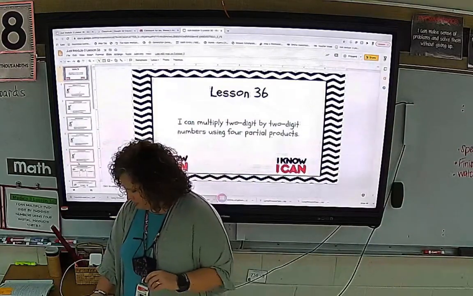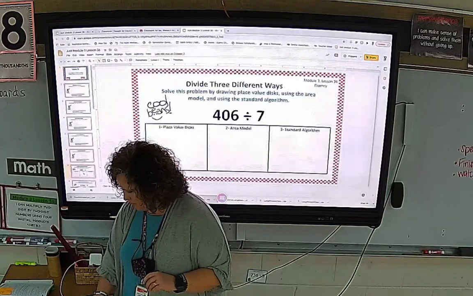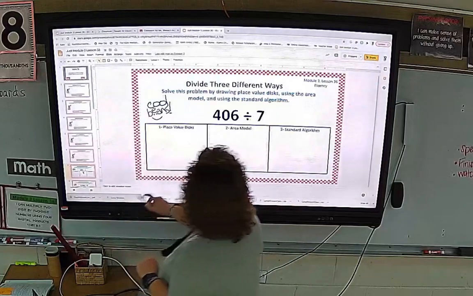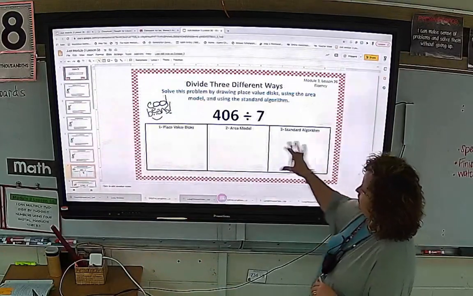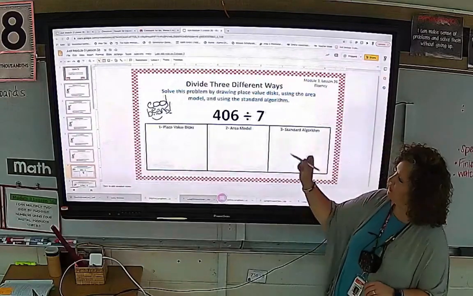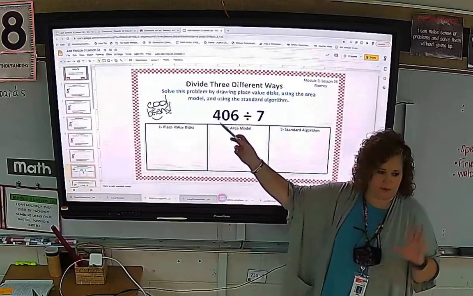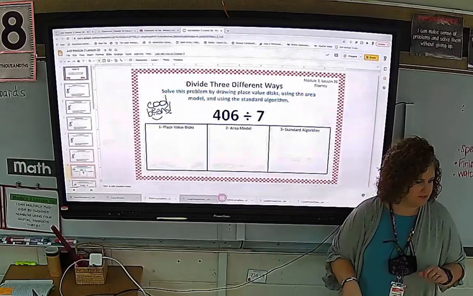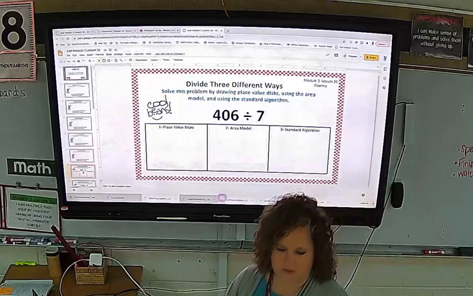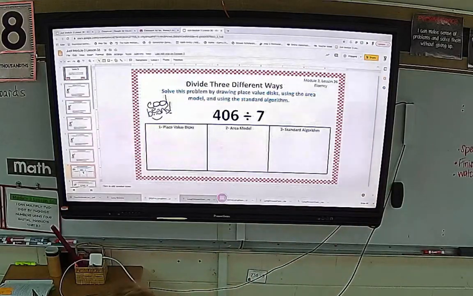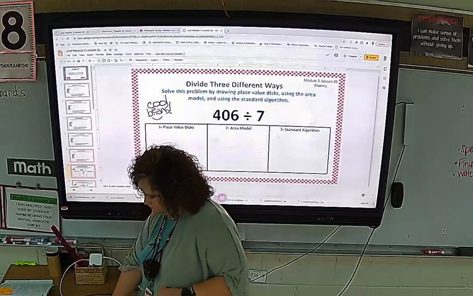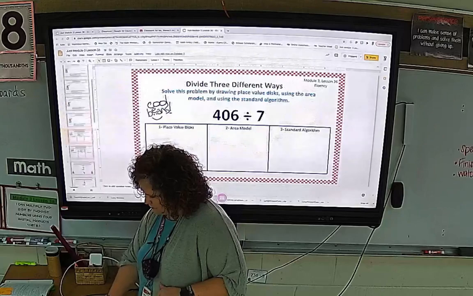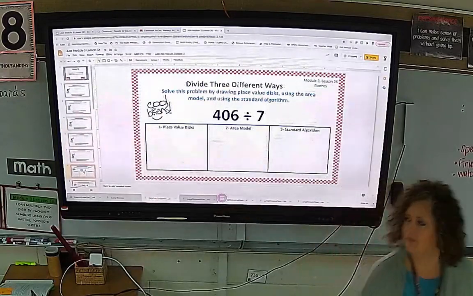All right, we're going to warm up just a bit. So grab your marker. All right, we are going to not look at the bottom here because some of these methods we don't know, but I do want us to use the standard algorithm, the regular way we've done it the most, and divide 406 by 7. Let's just get 1 or 2 practice problems to get us warmed up here. 406 divided by 7.